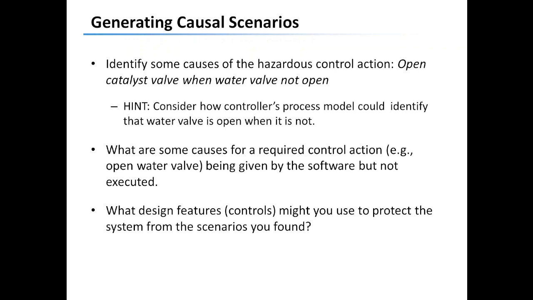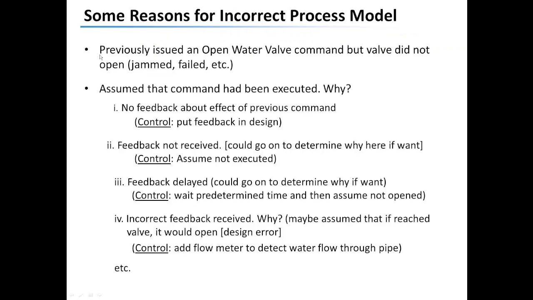How could that happen? Well, here are a few reasons. The software, for example, previously issued an open water valve command, but the valve didn't open. It was jammed, it failed, or something. But it assumed that the command had been executed. Why would it assume that? Well, there may be no feedback. So what's the control? Well, you put feedback into the design, or the feedback wasn't received.